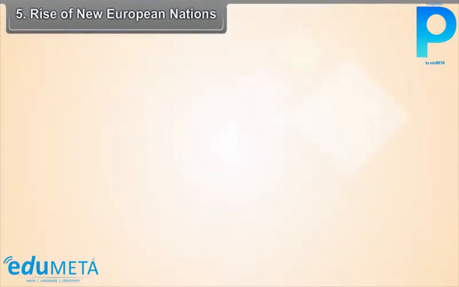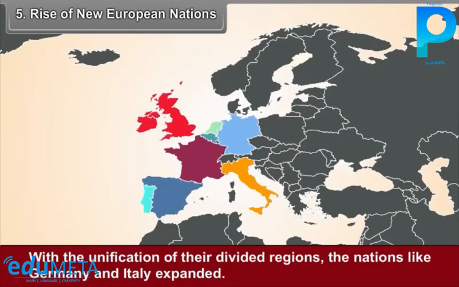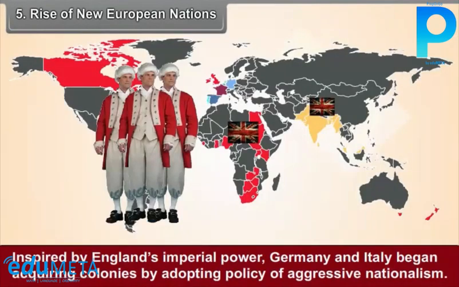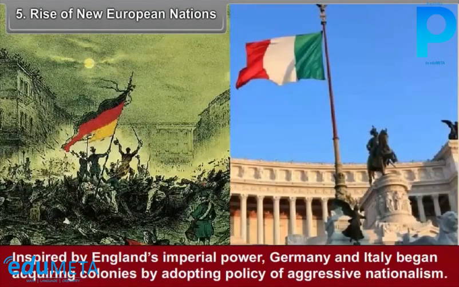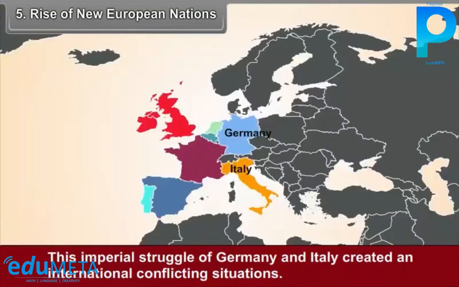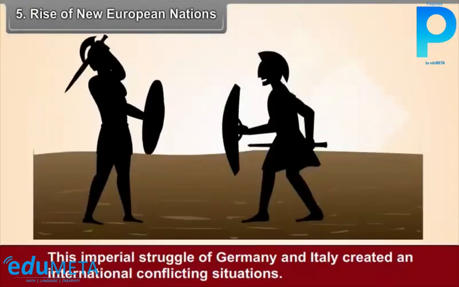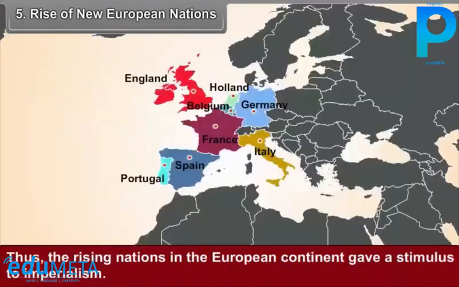Fifth, rise of new European nations. With the unification of their divided regions, nations like Germany and Italy expanded. Inspired by England's imperial power, Germany and Italy began acquiring colonies by adopting a policy of aggressive nationalism. This imperial struggle of Germany and Italy created an international conflicting situation. Thus, the rising nations in the European continent gave a stimulus to imperialism.